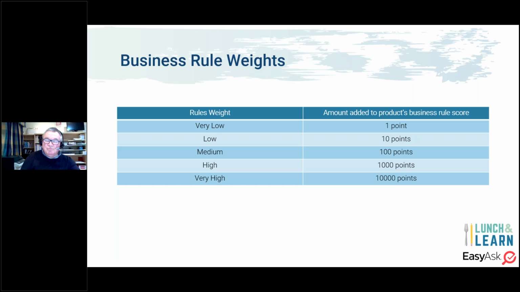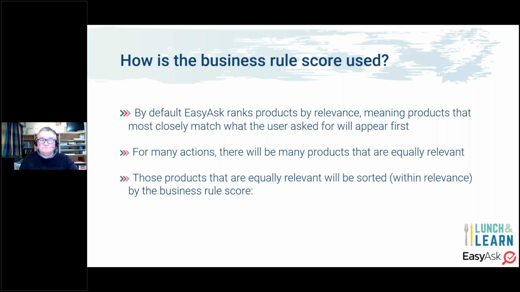So this business rule score is calculated when easyask has retrieved products, whether that is through pulling back all the products for a category, or whether it's processing a user query. easyask has got a set of products, and it processes them and calculates the business rule score for those products. Now, by default, easyask is ranking the products by relevance. So the most relevant products to the query will be at the top of the results.